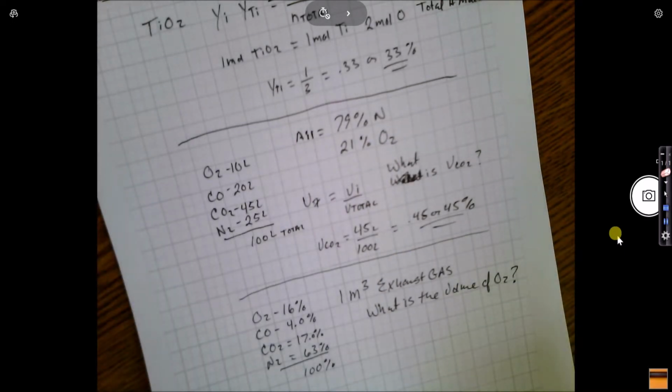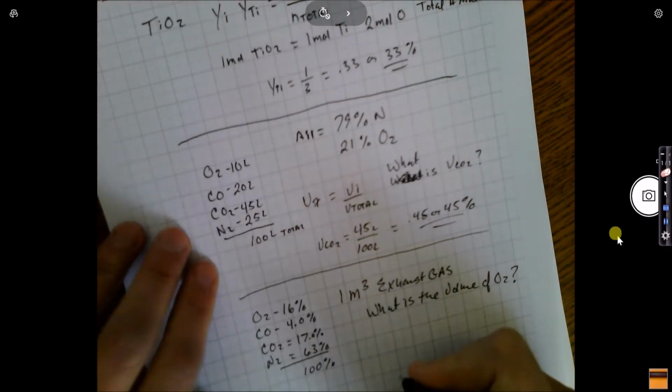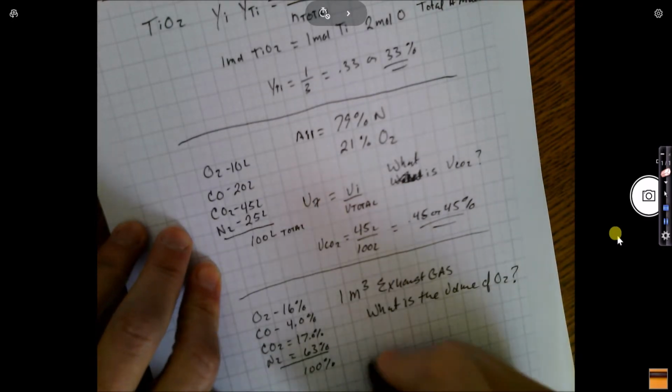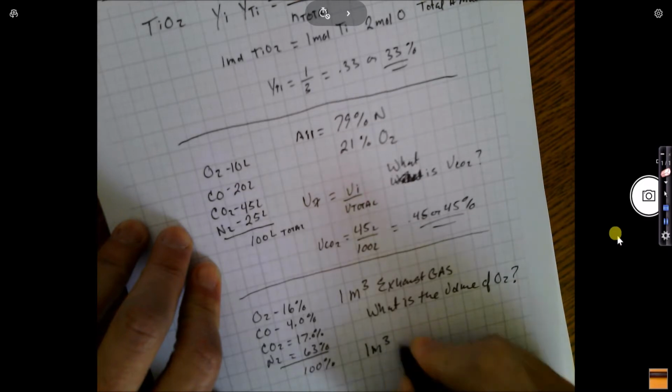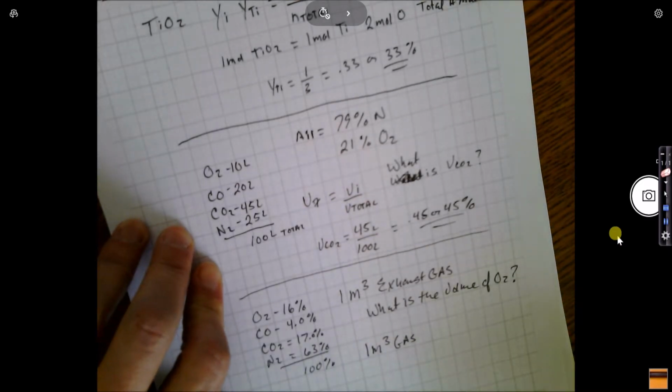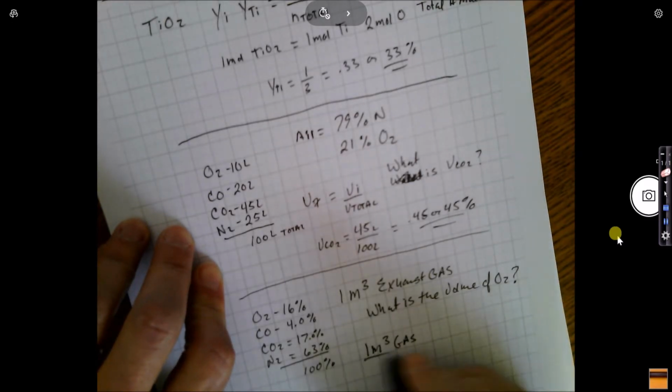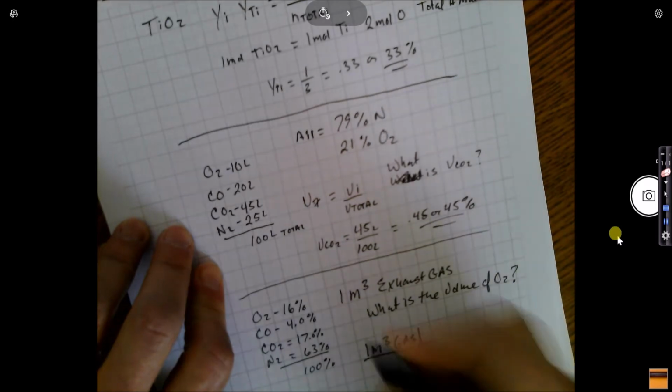So what's the volume of O2? So we have 1 cubic meter. And you can take a ratio. So you can take what's called a basis. Okay, so we're actually given 1 cubic meter. Let's change it.